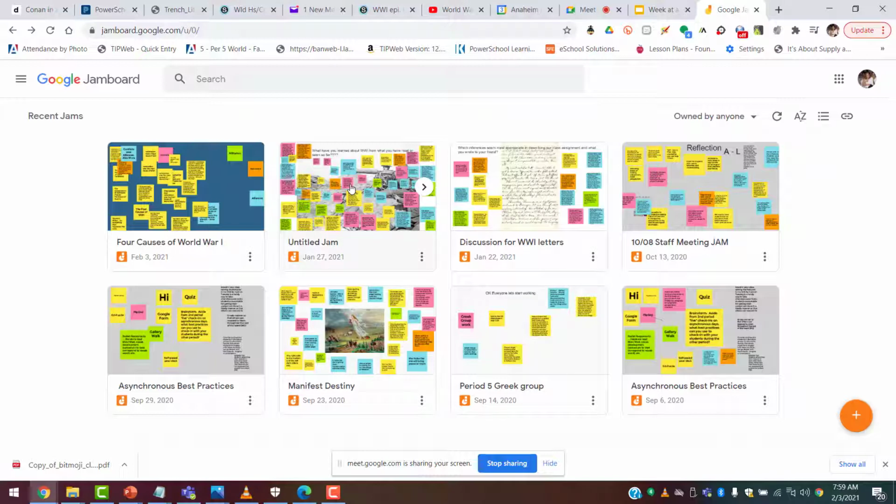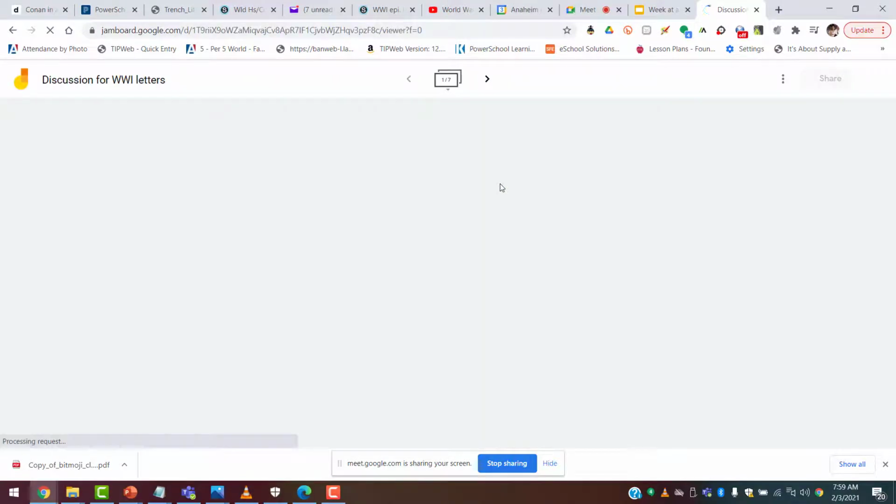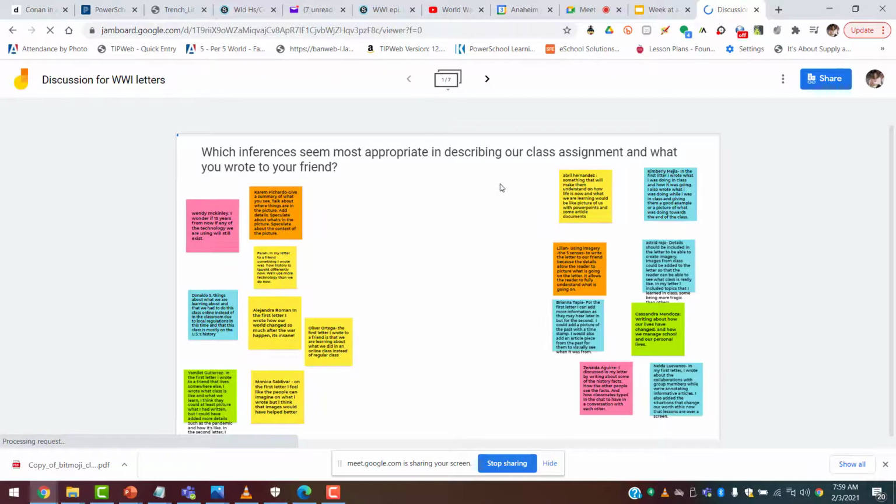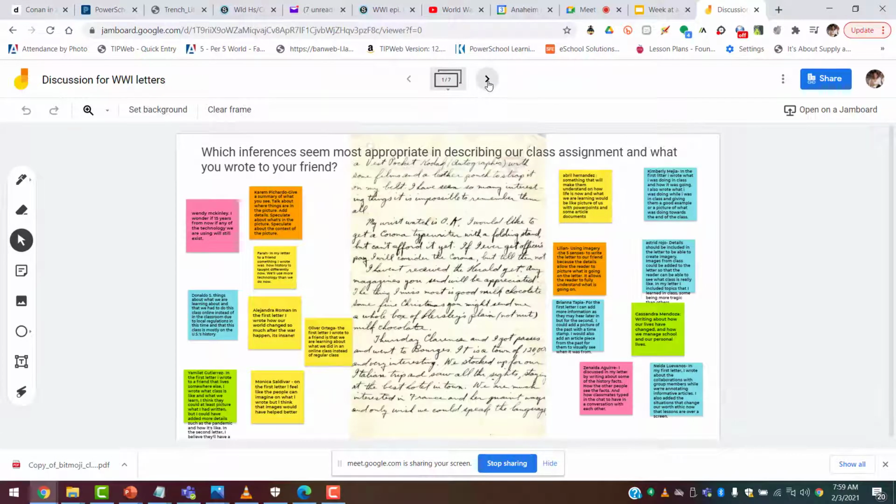And then in my US class, we had another Jamboard, which was tied to the letters and the epidemic that was going on, the Spanish flu at the time, where they were responding to questions.